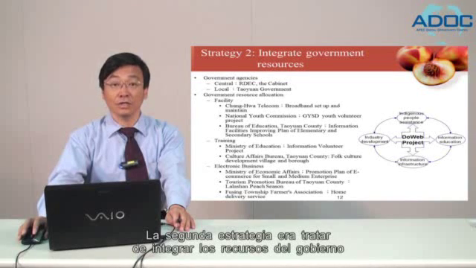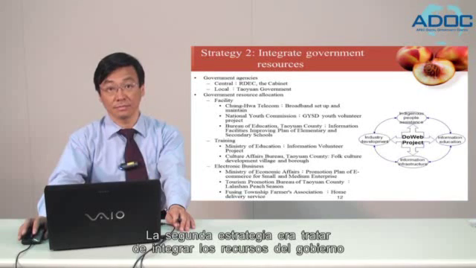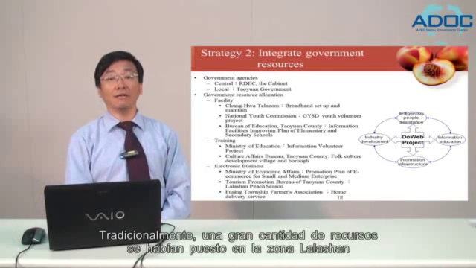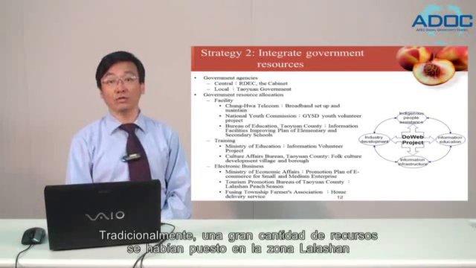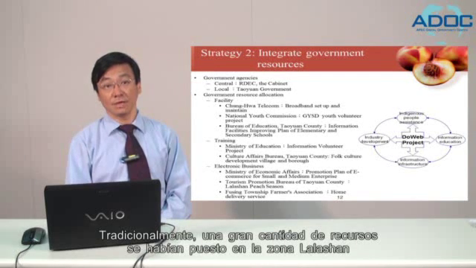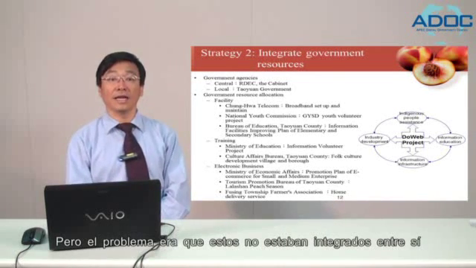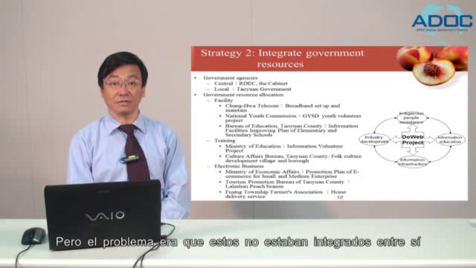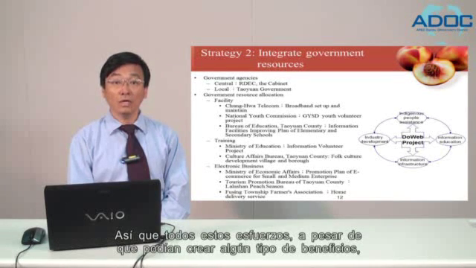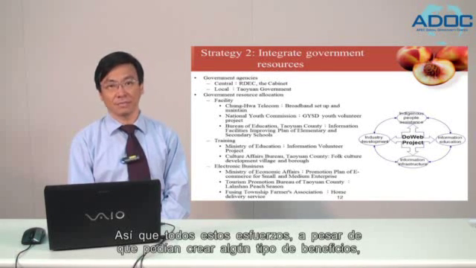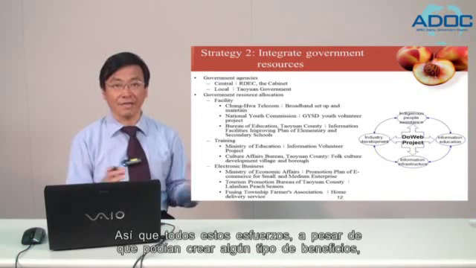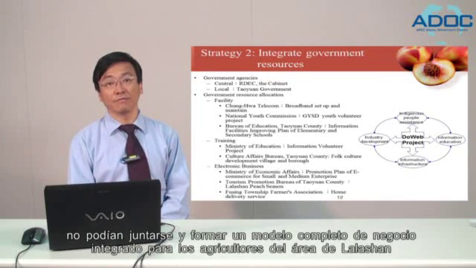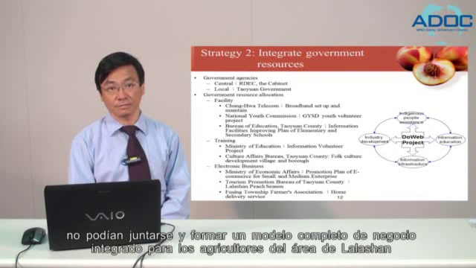And the second strategy is we try to integrate government resources. Traditionally, a lot of resources have been put into Lalashan areas. But one problem is they are not integrated with each other. So all these efforts, even though they can create some kind of benefit, cannot be put together to form an integrated, full-function business model for farmers in Lalashan areas.